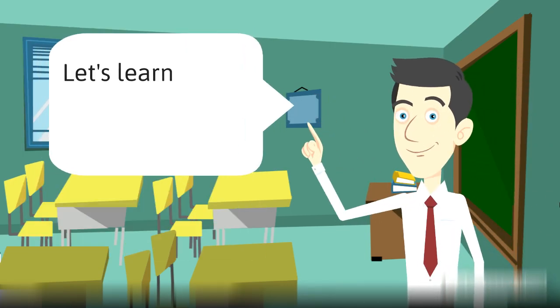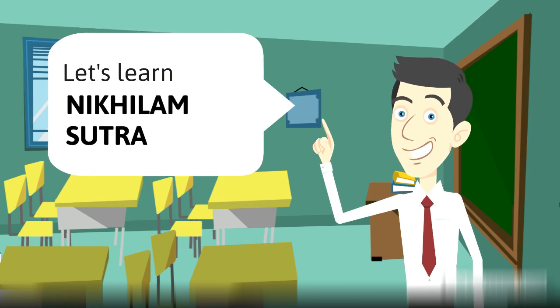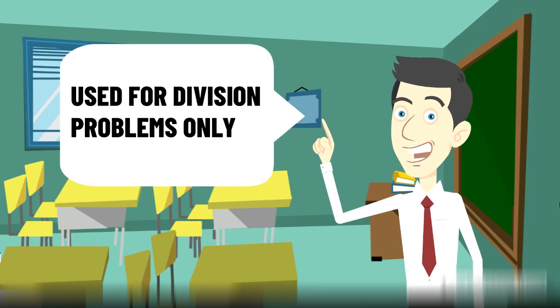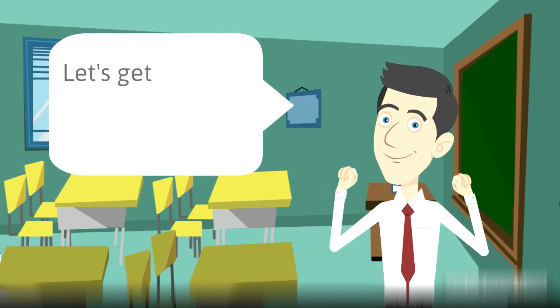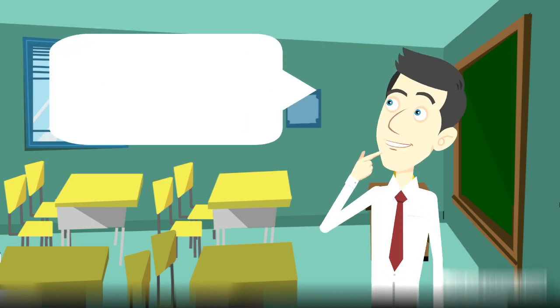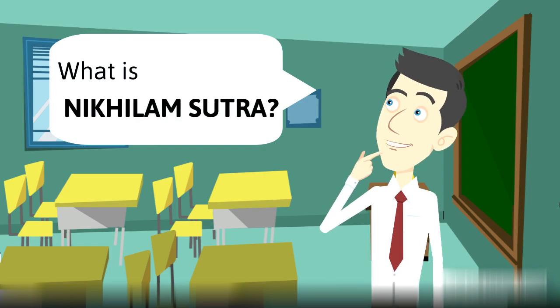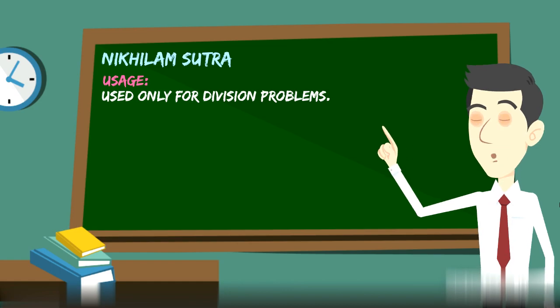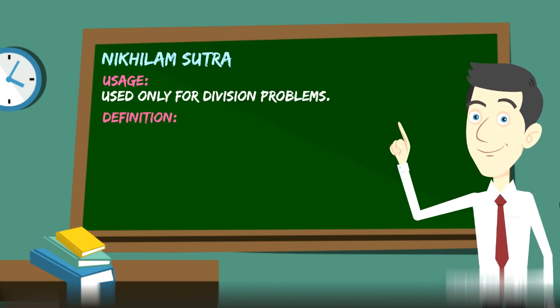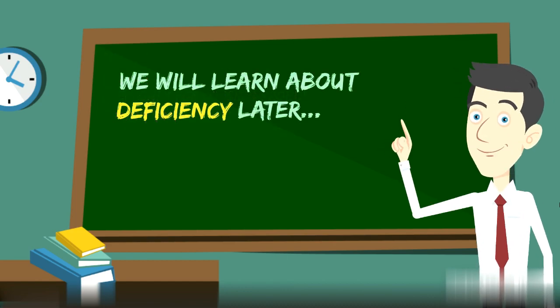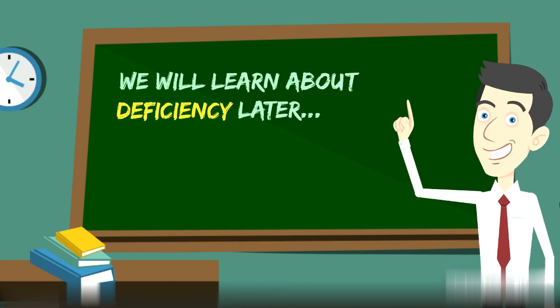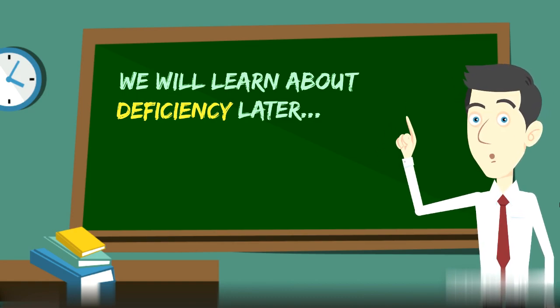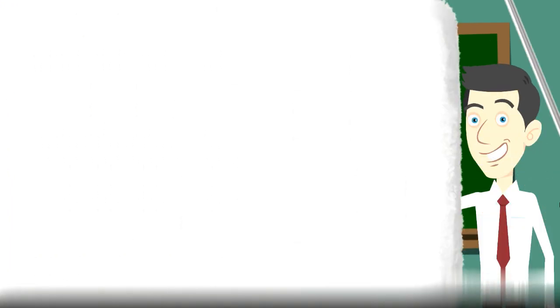In this class, we will learn Nikhilam Sutra that is mainly used for division calculations only. Let's get started. First of all, what is Nikhilam Sutra? As I have mentioned, it is used only for division calculations. The word Nikhilam literally means deficient. We are going to use this deficient property of the divisor, also known as deficiency, in solving problems. We will learn about deficiency in the next slide.